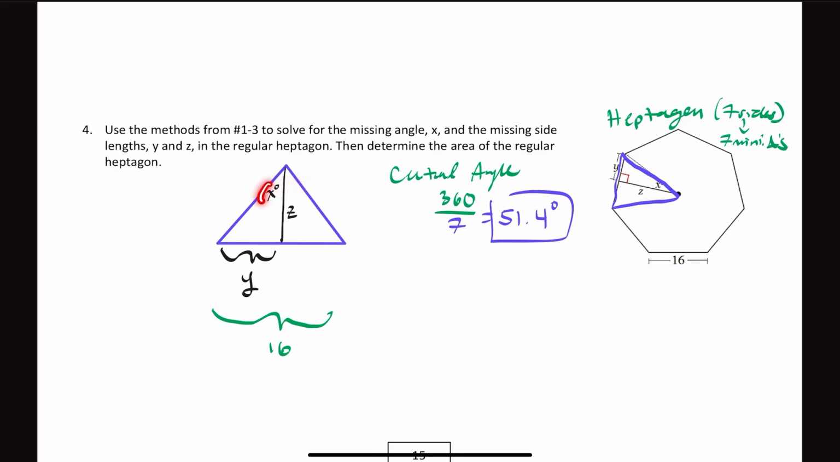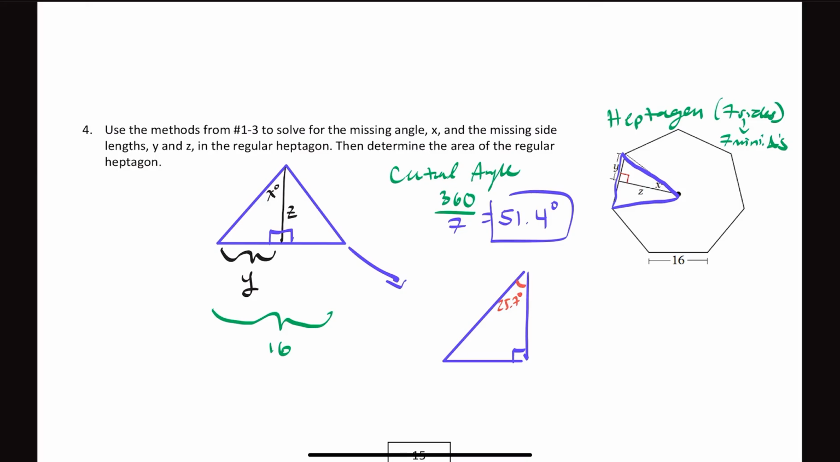If I want the value of X in just that little tiny right triangle, which I'll draw out now, then what I'm going to do is take this and cut it in half because it's just half of it. It's getting bisected right here. So I'm going to take 51.4 divided by 2. And so I'm going to get 25.7 degrees right up there in that little corner right here.